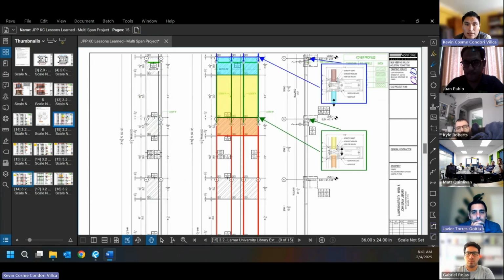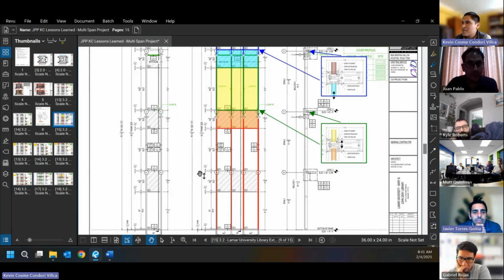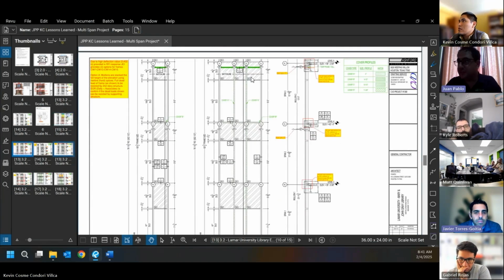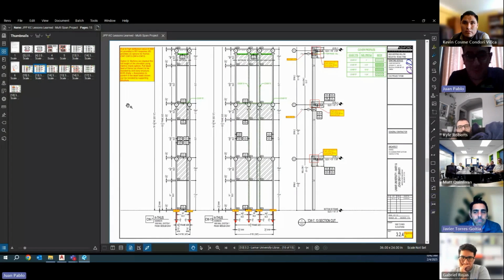And with all that explained, the challenge for this project, and hoping it was clear, Juan Pablo will continue with the lessons learned to explain the solutions to this challenge. Thanks. Let me share my screen. Do you see the same blue beam? Yes, we do.